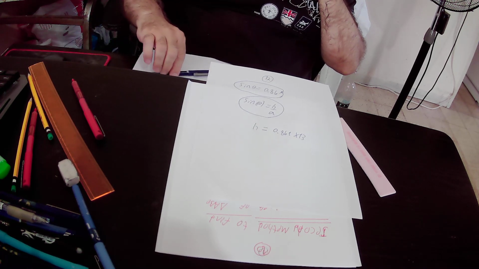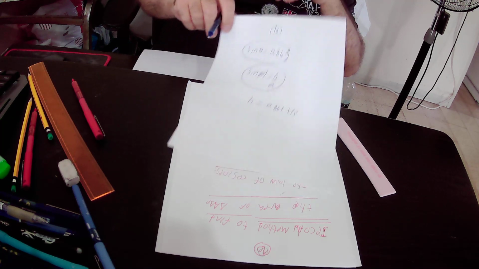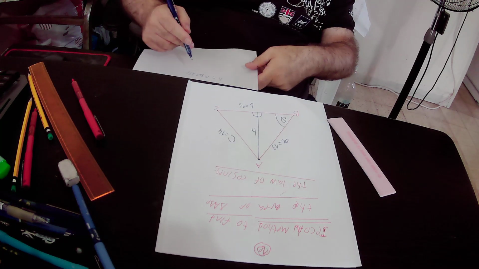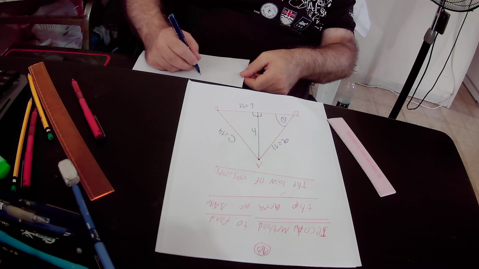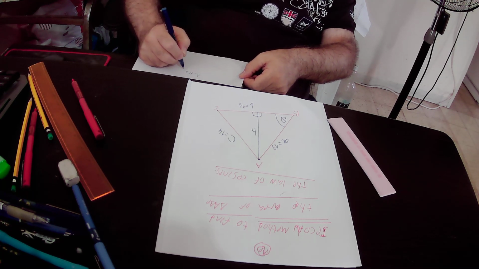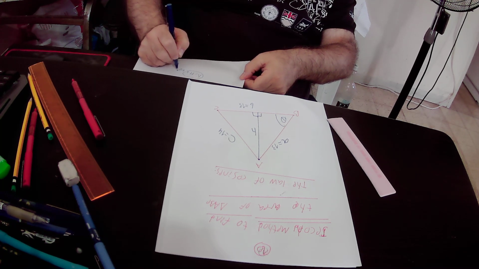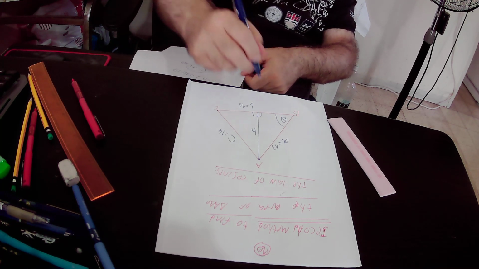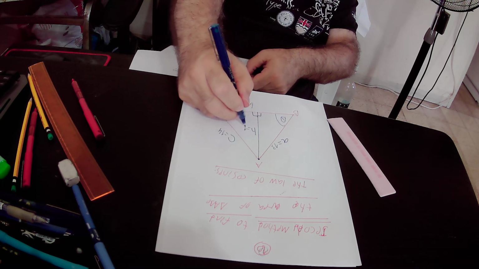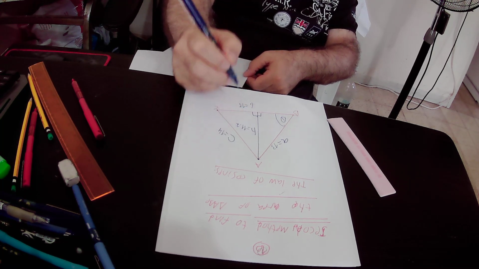So we found out that the height of triangle ABC equals 11.2 units. The height equals 11.2 units.